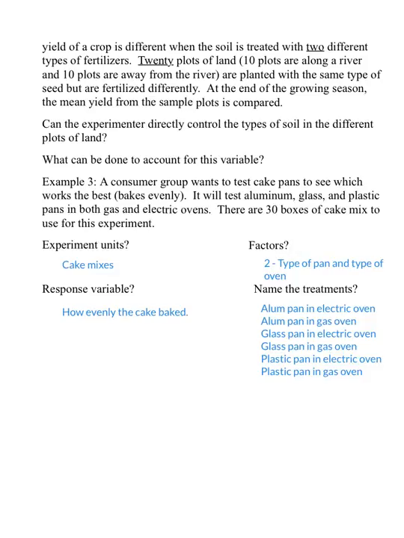And lastly, the treatments, there were 6 of them, as you can see, with the aluminum pan in the electric oven and gas oven, the glass pan in the electric oven, and then again in the gas oven, and then the plastic pan in the electric oven, and then the gas oven. All right, and that's it for lesson 2.4.